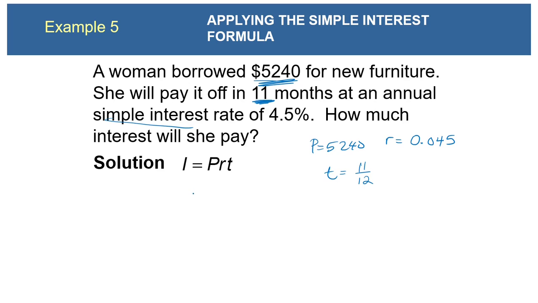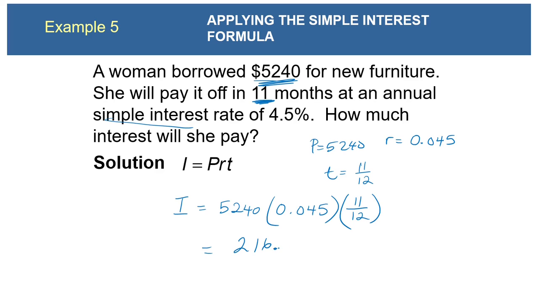And now I can plug the values into the formula. We have the interest is equal to 5,240 times the rate, 0.045, and then we'll multiply by the time, 11 over 12. I would recommend leaving it as a fraction, so we can just type the whole thing into our calculator. And our answer comes out to be $216.15. This woman is going to have an interest of $216.15.